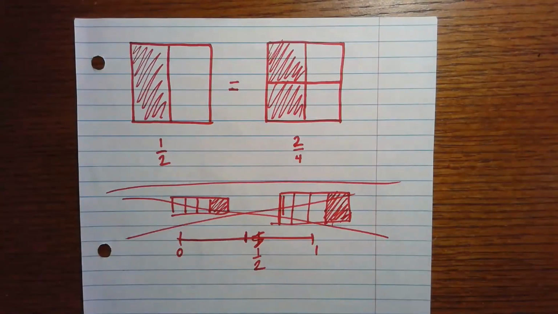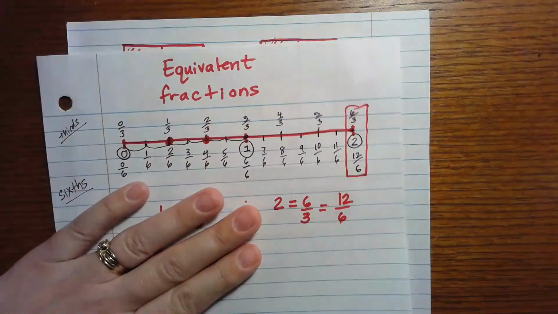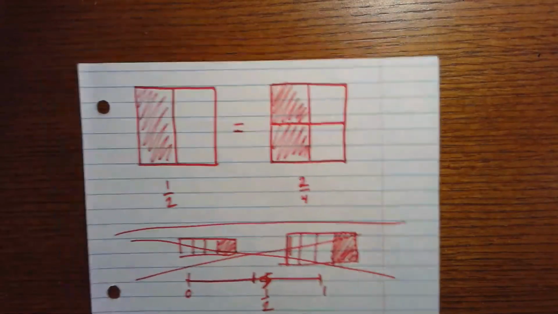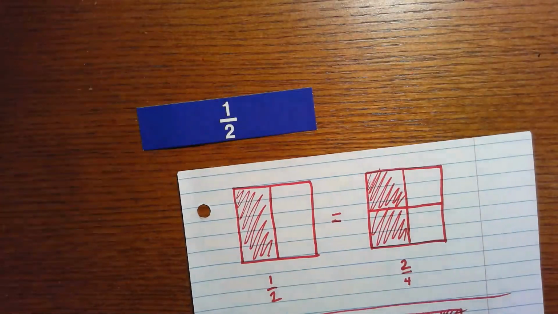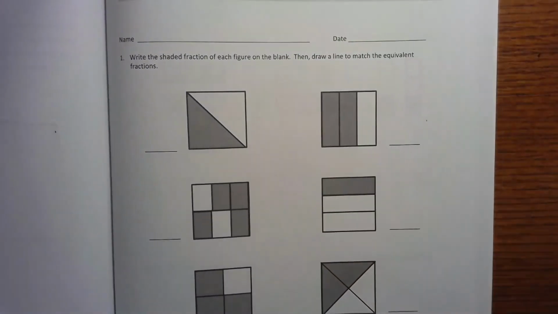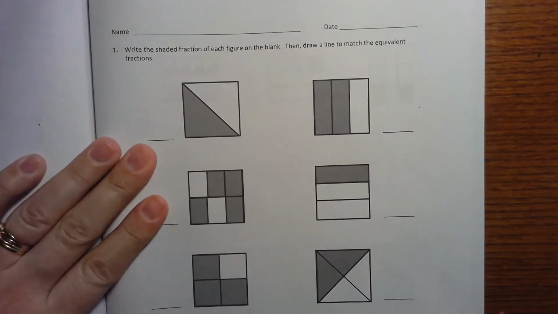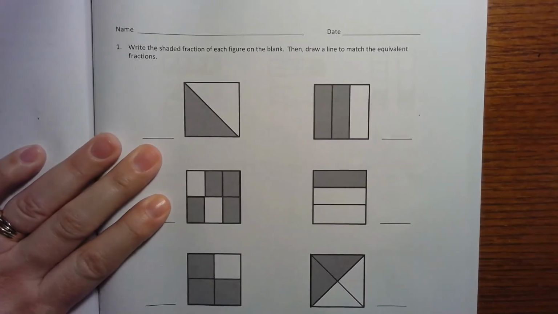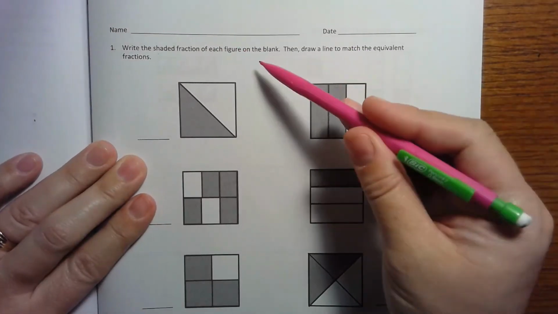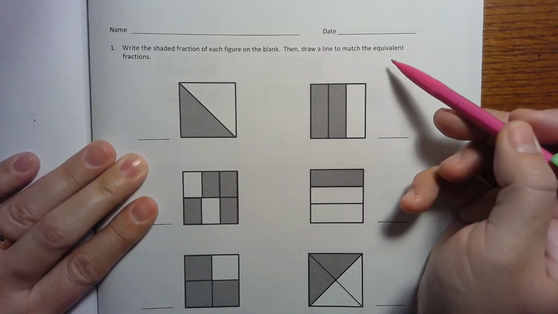So today you've seen that you can find equivalent fractions on a number line. You can do equivalent fractions with fraction strips, and you're learning that you can use a model to see an equivalent fraction. So the last thing I'm going to do here is just show you a couple problems in your Learn book. If you want to pause your video here and get your Learn book and try these, you can. So the directions say write the shaded fraction of each figure on the blank. Then draw lines to match equivalent fractions.